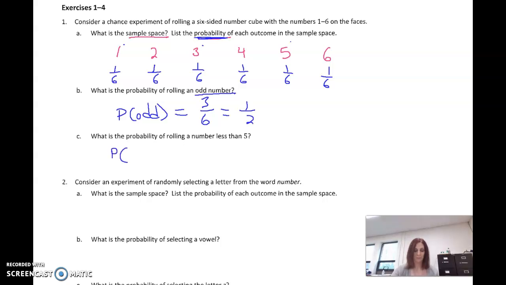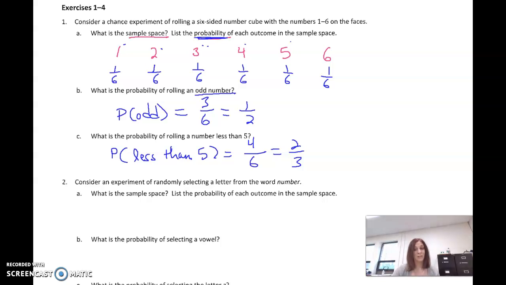What's the probability of rolling a number less than 5? Not less than or equal to, just less than 5. Well, I have 6 total. How many are less than 5? 1, 2, 3, 4. 4 out of 6, which reduces to 2/3. So we have a 2/3 chance of rolling a number less than 5.